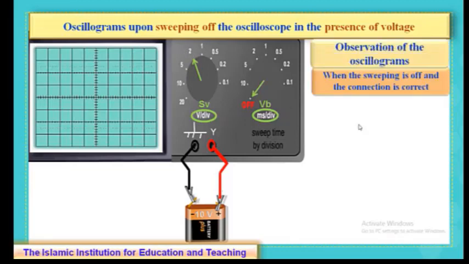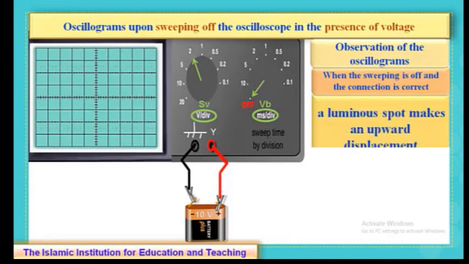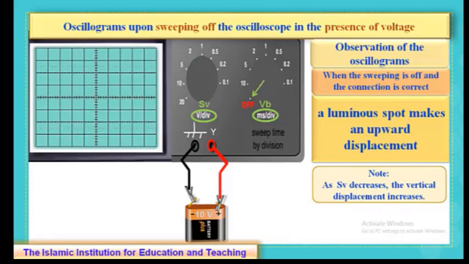So, in the presence of the voltage and when the sweeping is off and the connection is correct, a luminous spot makes an upward displacement. And as you notice, as SV decreases, the vertical displacement increases.